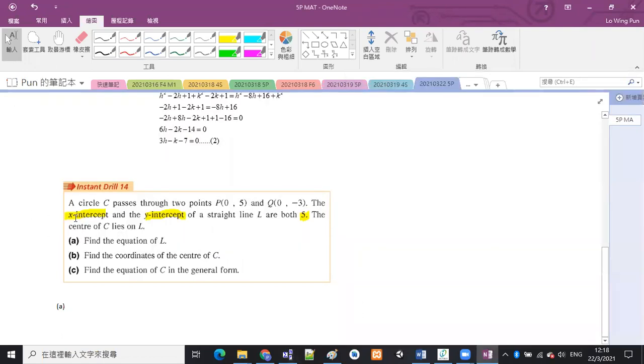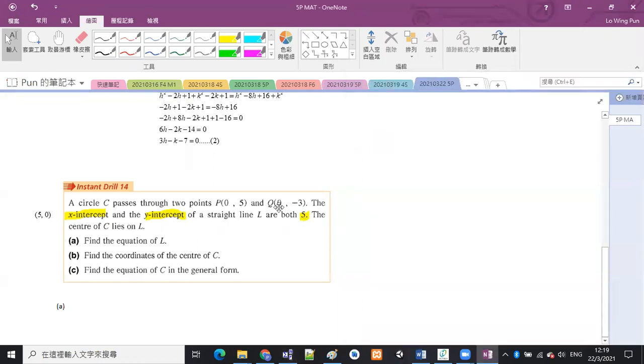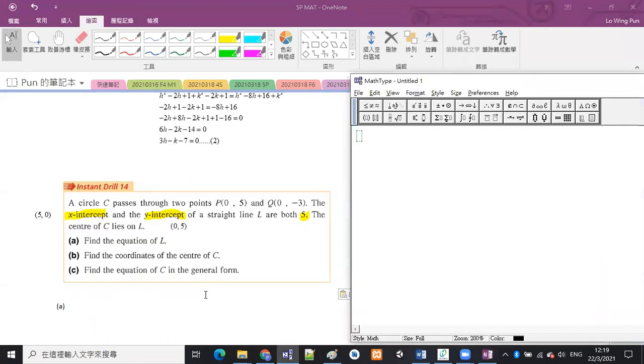Okay? For the x-intercept. And then for the y-intercept, because it is also 5, we know that for the y-intercept, the x coordinate should be equal to 0, and then the y coordinate is that y-intercept. Okay? Coordinates are like this. So now I want to find the equation of L. I need the point-slope equation. Okay, so I just choose any one point to be the point, (5, 0).